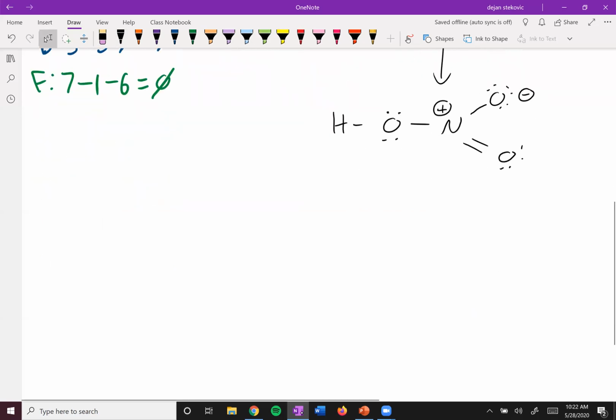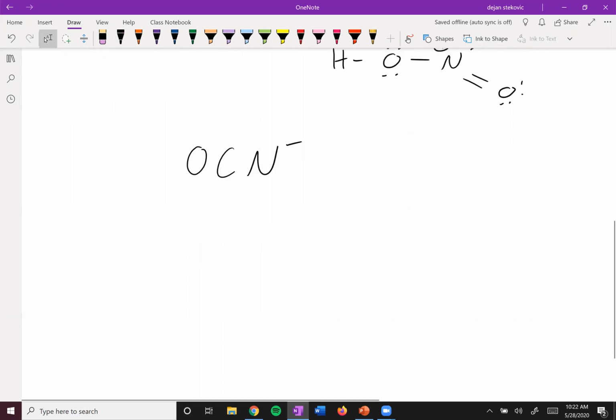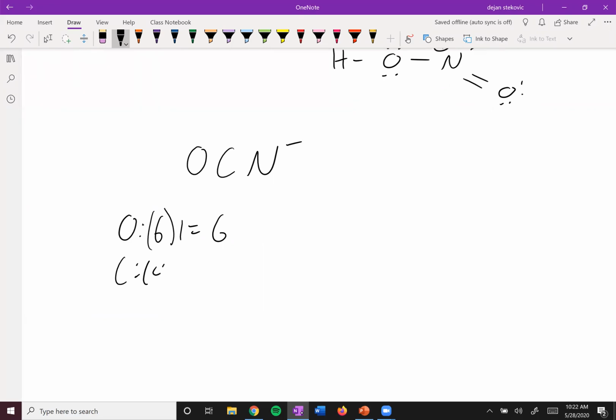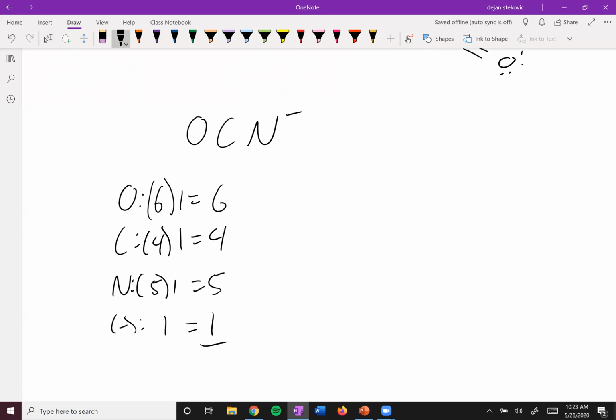One more, let's do OCN minus. So go ahead, pause the video, and then we'll go through it. So valence electrons, oxygen has 6, there's 1 of them, so that's 6. Carbon has 4, there's 1 of them, so that's 4. Nitrogen has 5, there's 1 of them, so that's 5. And then we have a negative charge, so that's an additional 1. So we go ahead and sum these up to get 16 valence electrons.